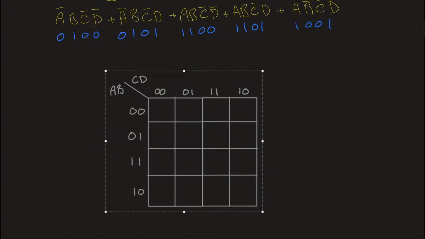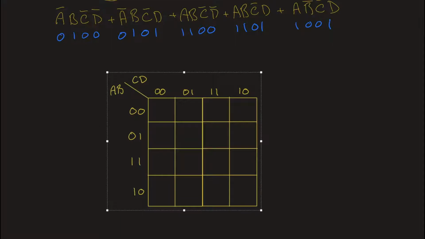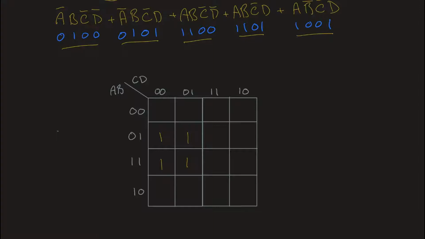Alright, so we need a 1 at 0, 1, 0, 1. So where is 0, 1, 0, 1? 0, 1, 0, 0 is here. 0, 1, 0, 1 is here. 1, 1, 0, 0. 1, 1, 0, 1. And finally 1, 0, 0, 1. So that's 1, 0, 0, 1.